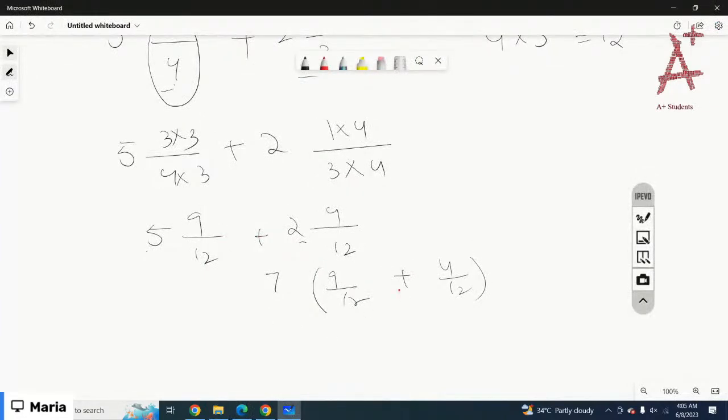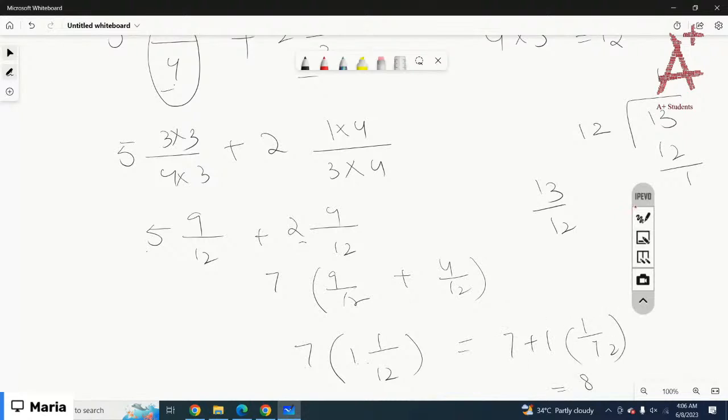Okay, you have 9 plus 4 makes 13. Got it? So you can write 13 over 12 as, divide 13 by 12. It would be 12 times 1 is 12. You have one remainder. So you can write it as 1 whole 1 over 12. You already have 7 here, so just add the whole numbers. It would be 7 plus 1 is 8 whole 1 over 12. That means when you add them together, they make 8 whole 1 over 12. That is one way to add the mixed numbers. Got it?